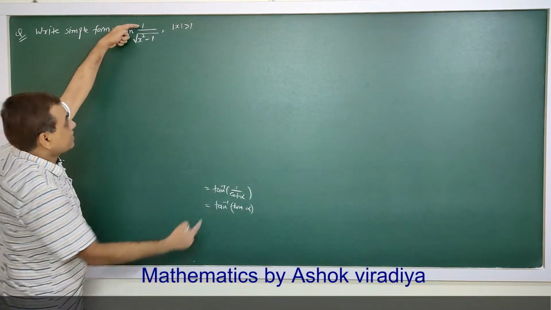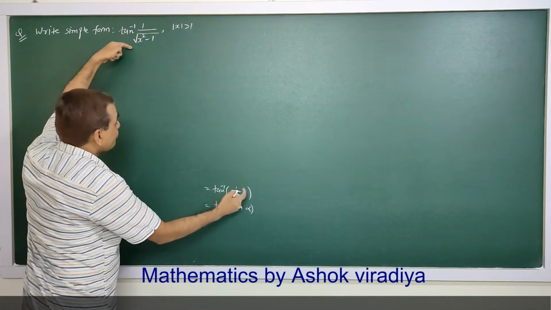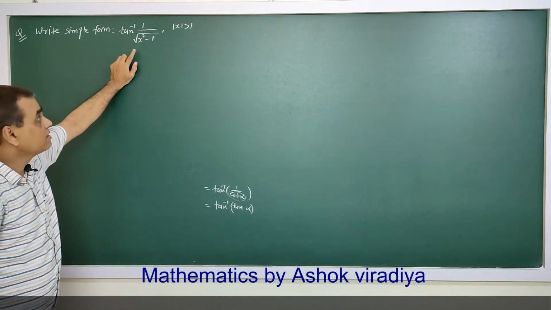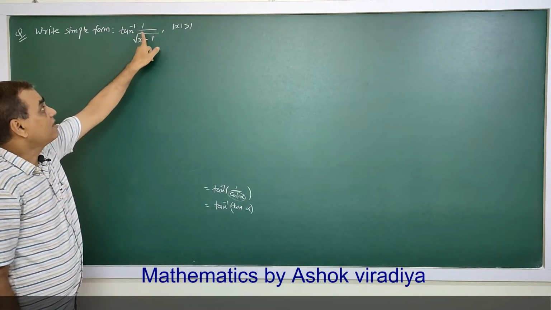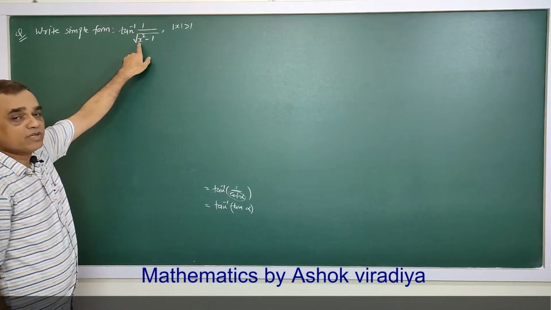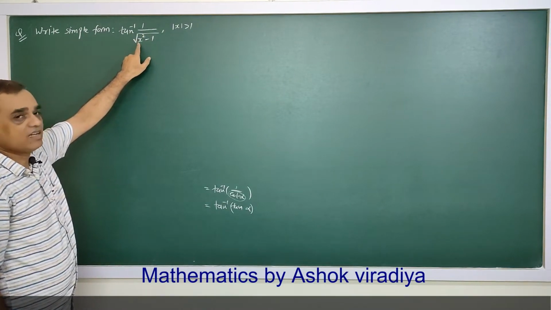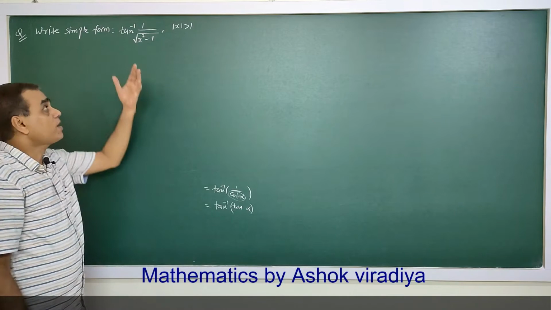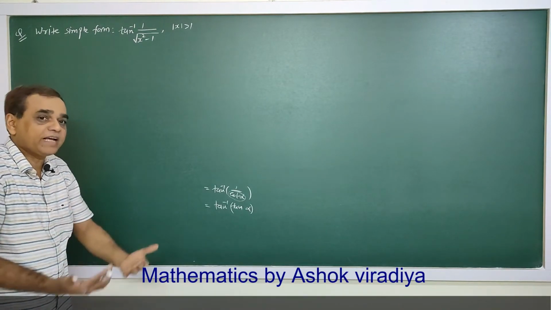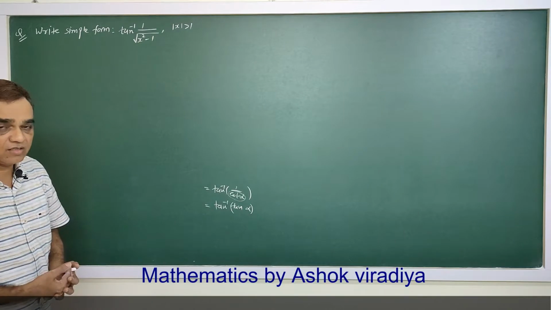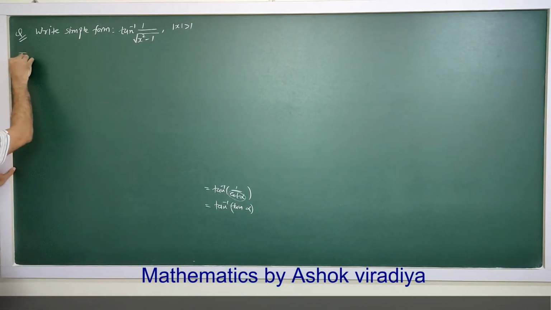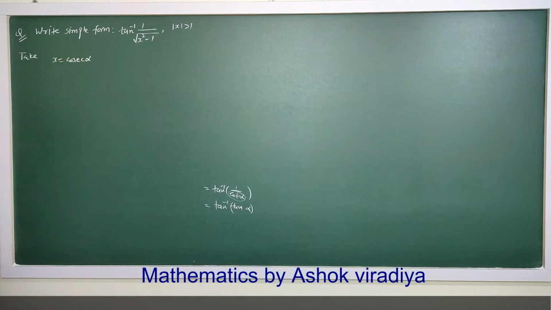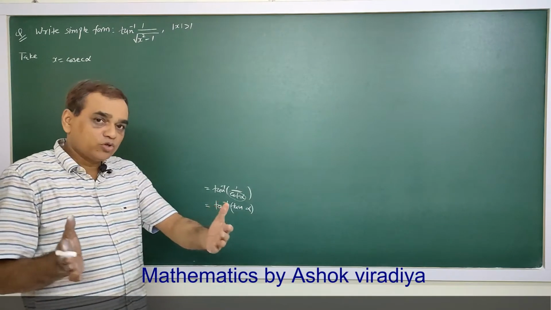So here the numerator is 1. So the value of the denominator we want in terms of cot alpha. And to obtain cot alpha here, we have to substitute x equal to cosec alpha. So cosec square minus 1 will be cot square, and the square root of cot square can be obtained in terms of cot. So in this question, we are taking x equal to cosec alpha. This is the way to choose a substitute.